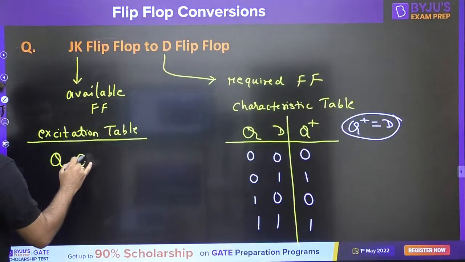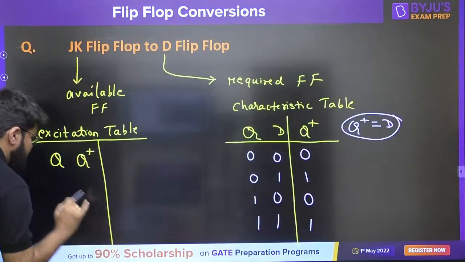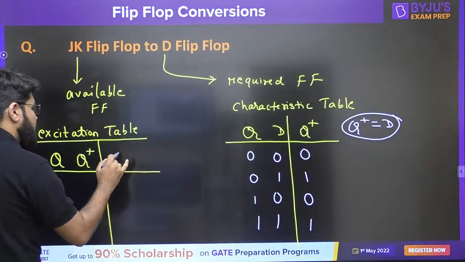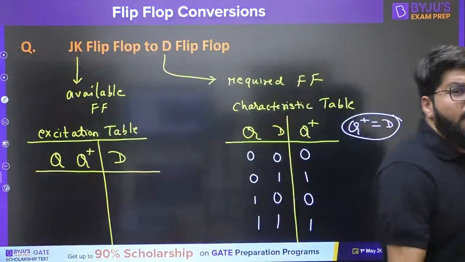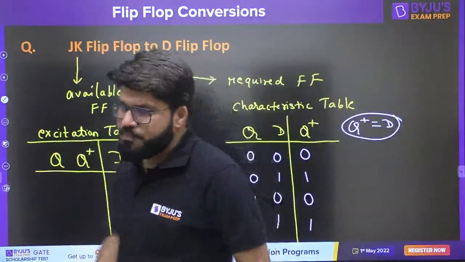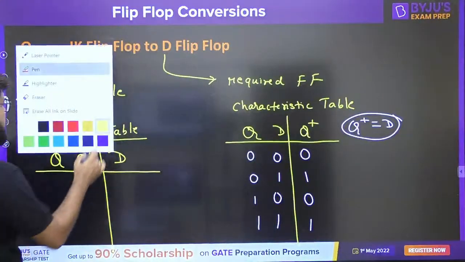So, a current state and a next state should be mentioned. What is the current state of the latch? What is the next state of that flip-flop? And then to generate that next state, what should be the D input? Now, it is simple for the D flip-flop. But we'll have to see for other flip-flops also.